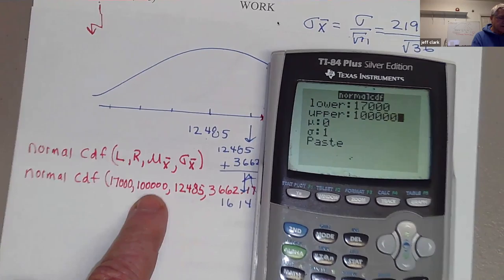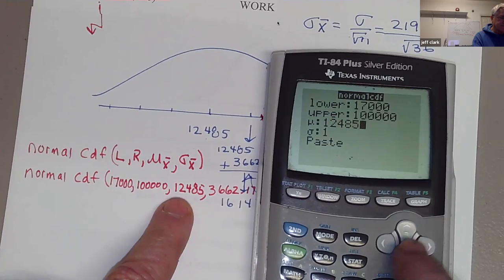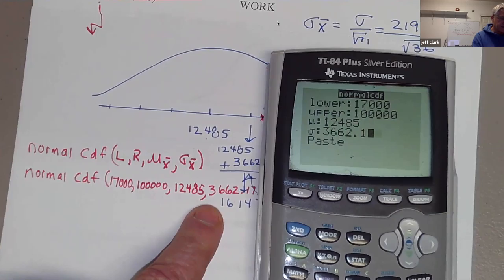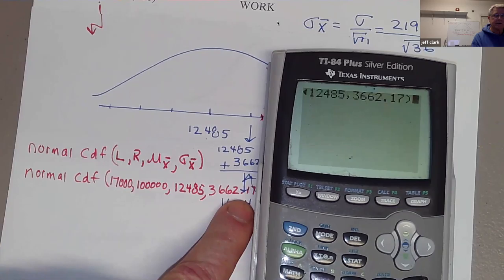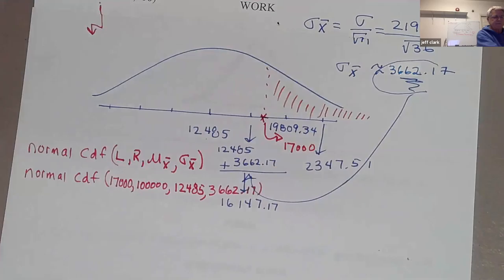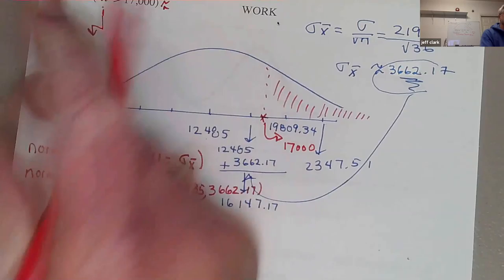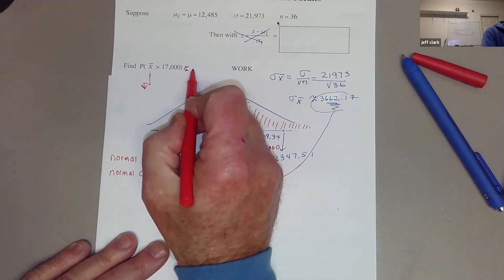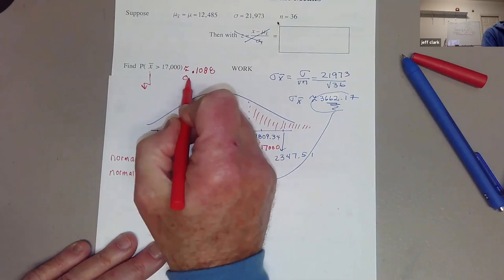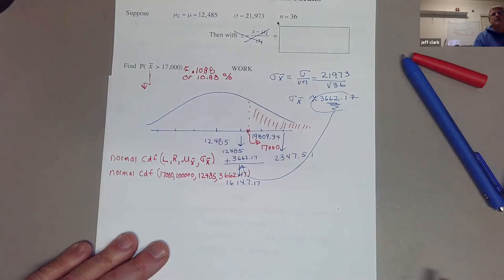Mu, 12,485. Toggle down. Sigma, 3,662.17. That's a 0.17 right there. Paste. Enter, done. Hey, less than 50%. So this right here is a decimal, 0.1088, or what is that? 10.88%. And that's the percentage or the area under the curve in red.